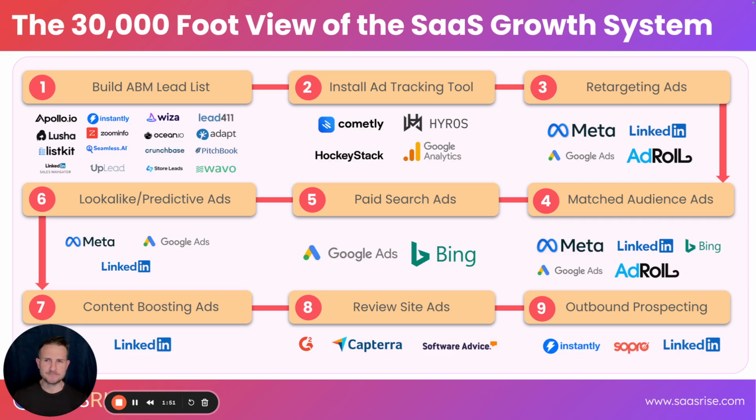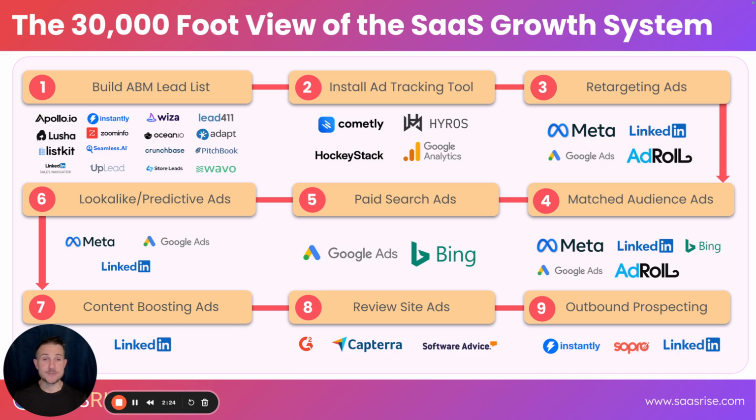Let's jump in. Our 30,000 foot view of the SaaS growth system is here. You begin with building your ABM lead list like we talked about in the last section. And then once you have that, you do what we're going to be talking about today, steps 2 through 8, which is you install your ad tracking tool. We like to use Cometly, but you could use HubSpot, Hyros, HockeyStack, Google Analytics for that if you want. And then you turn on your retargeting ads. That's the lowest hanging fruit for increasing conversion and shortening your sales cycle.